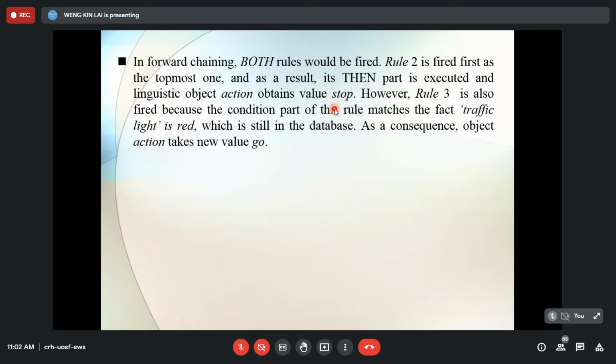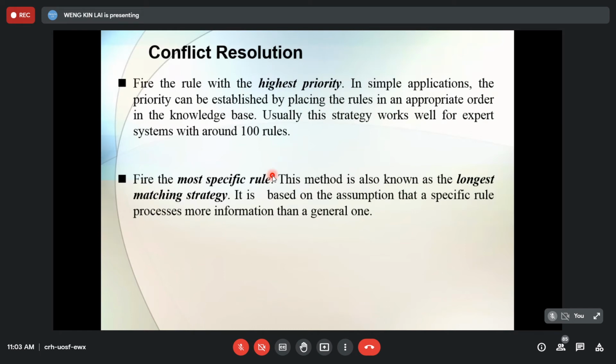Now, when it comes to the next rule to execute, imagine this is in your PC or some sort of processor, very fast. After the first rule, it jumps to rule number 3 and processes it. Rule 3 is also fired because the condition part of this rule matches the fact traffic light is red, which is still in your database. As a consequence, the object will go. So it will override the first one. Instead of stopping, it will go. In a split second, especially with a fast processor, it will get the car or vehicle to go. So how do we resolve those issues?